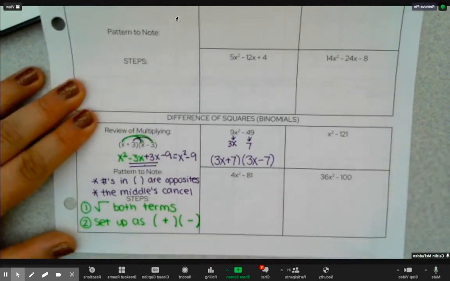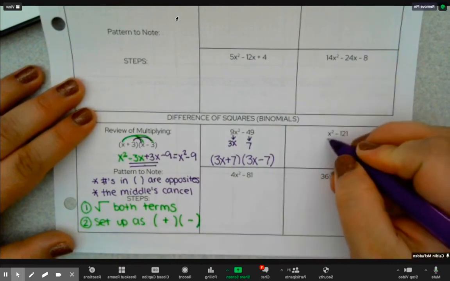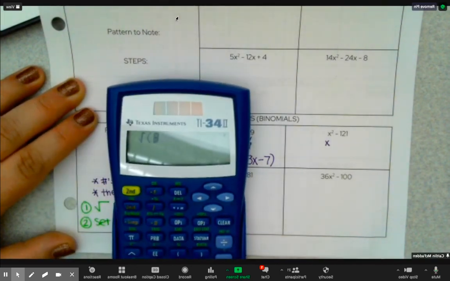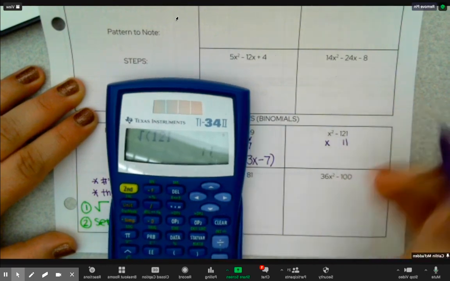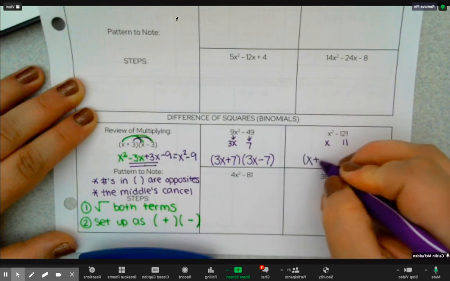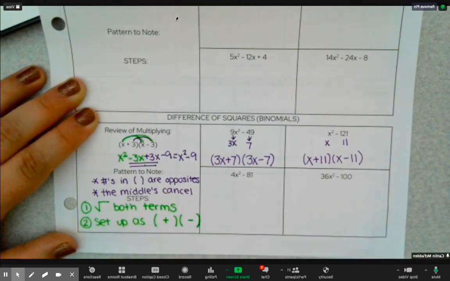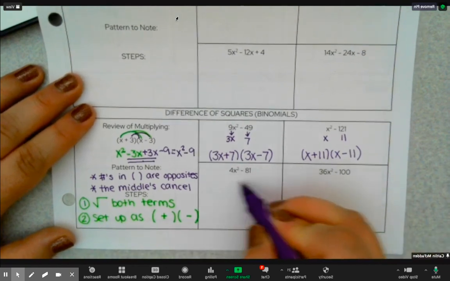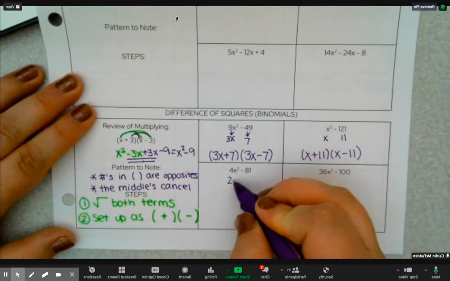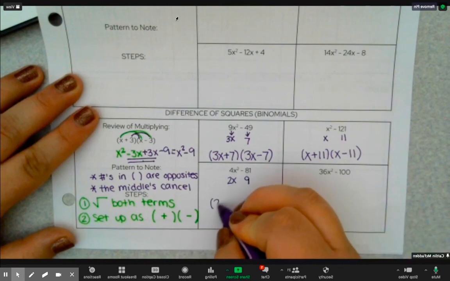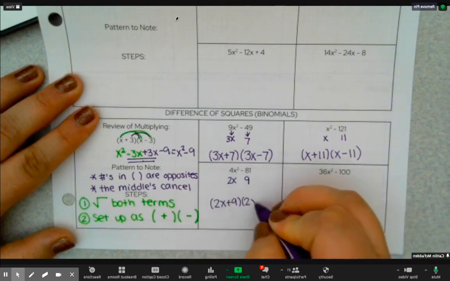And then this one, for instance, there is no number in front, so the square root of x squared is just x. And the square root of 121 is 11. So you would have x plus 11 and x minus 11. Doesn't matter which one goes first, but I like positives, so I usually think of them first. And then the same thing here, the square root of 4 is 2x. The square root of 81 is 9. So we have 2x plus 9 and 2x minus 9.